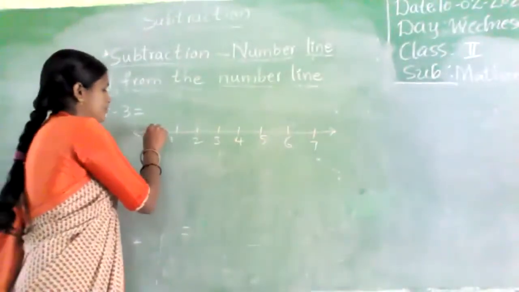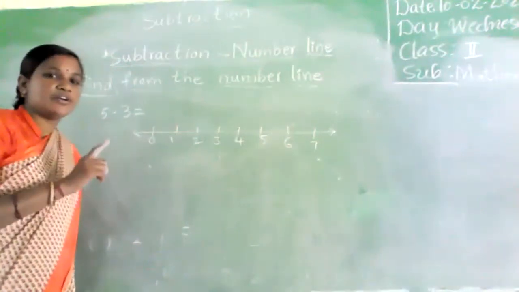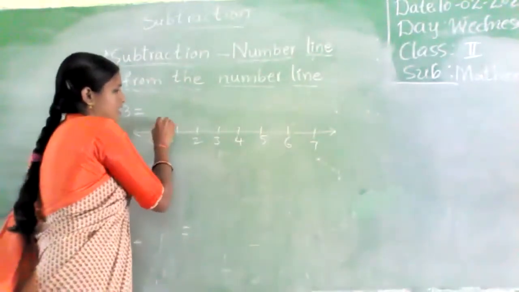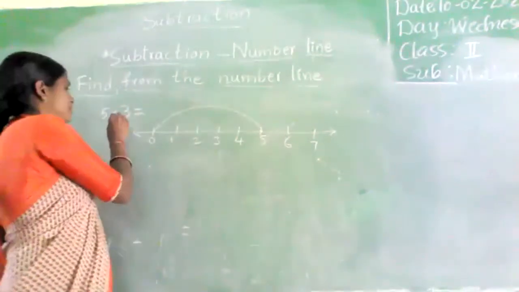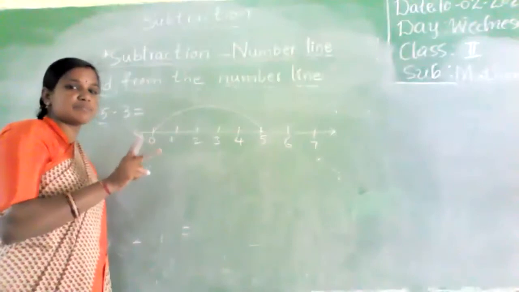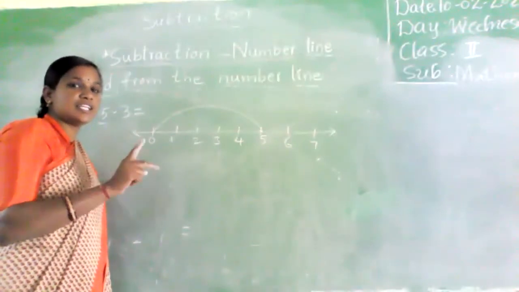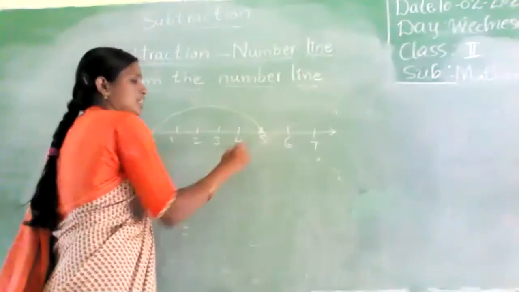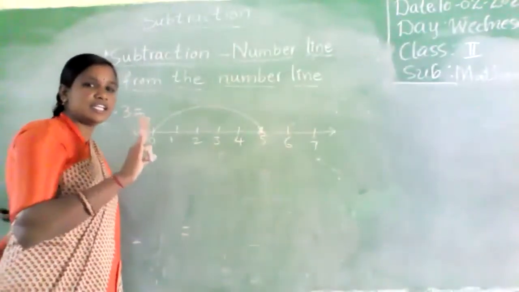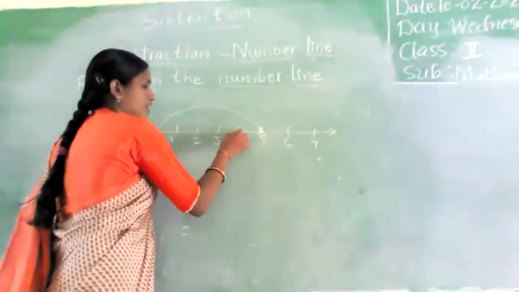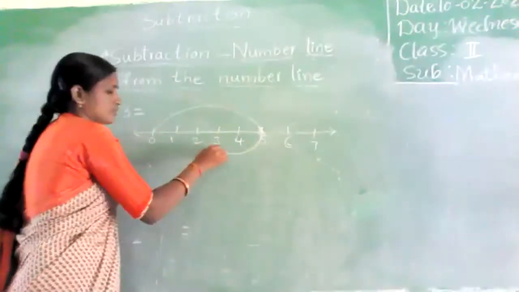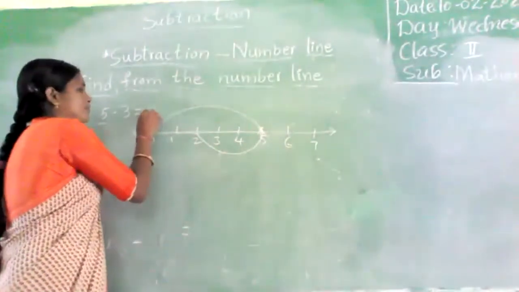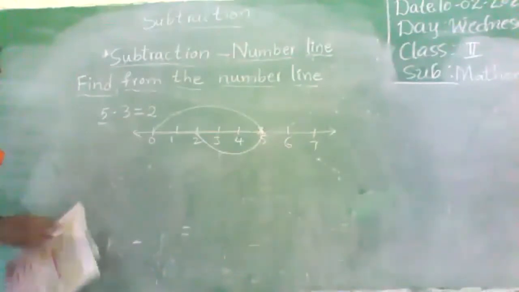So children, first we start the arrow from 0 to 5. Okay, from 0 to 5 on the number line. Yes, 5. Next, then 3 steps backwards. How many steps? 3 steps backwards. Where do you stand? 1, 2, 3. So what is the answer? 5 minus 3 is 2. Next.